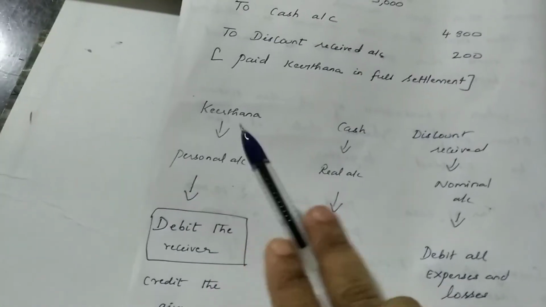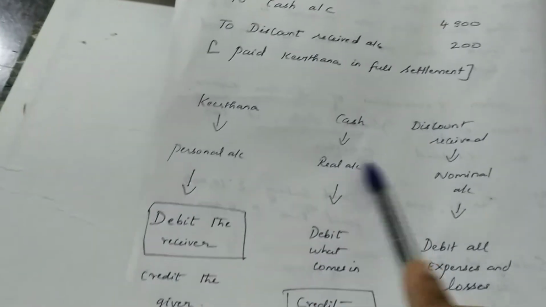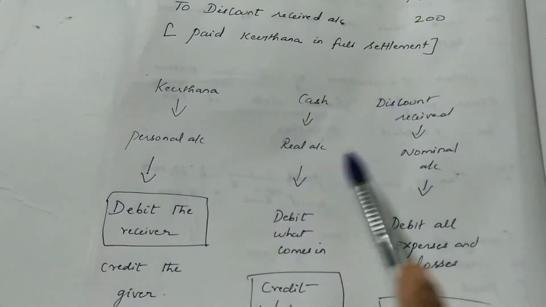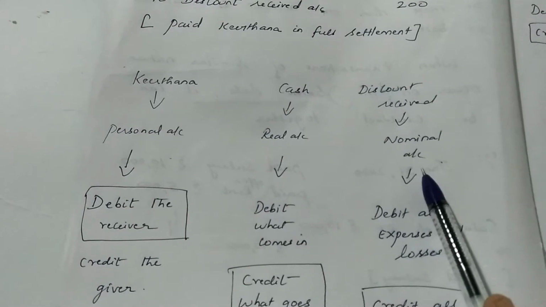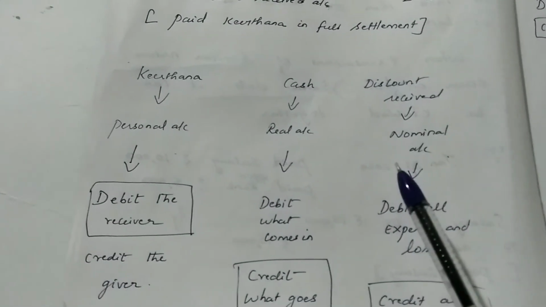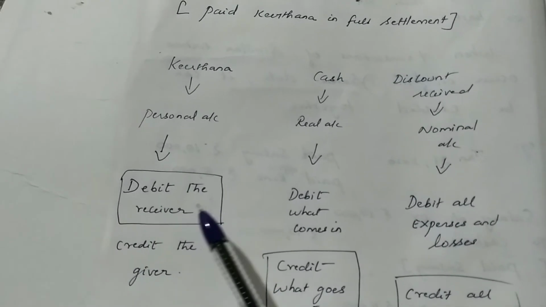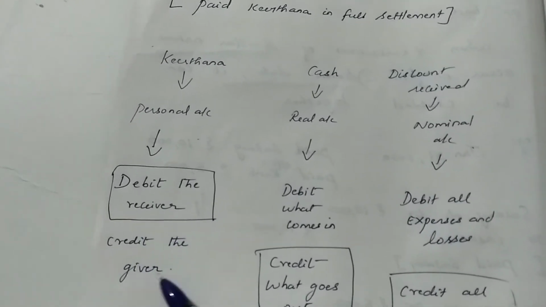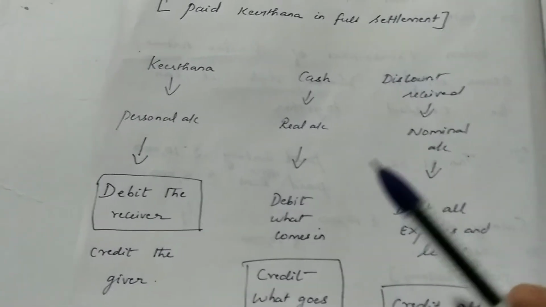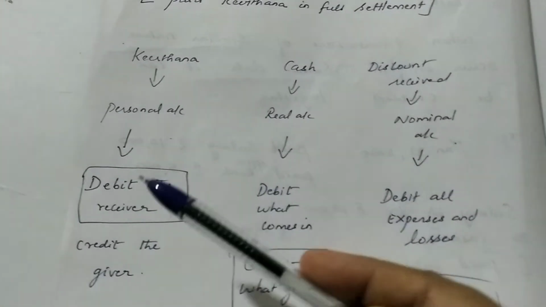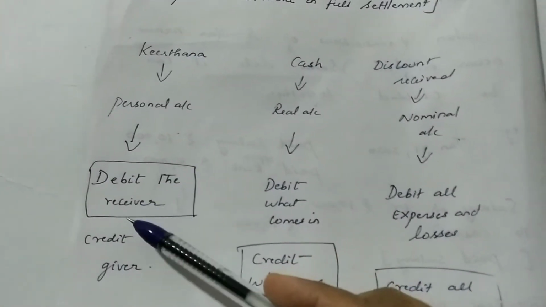Kirtana comes under personal account, cash comes under real account, and discount received comes under nominal account. We have classified these three items. So what is the rule? For personal, debit the receiver, credit the giver. When we are making payment to Kirtana, Kirtana is the receiver, so we have to debit Kirtana.